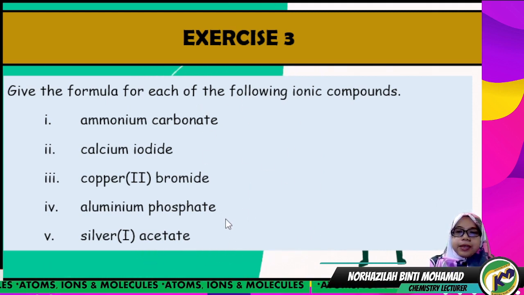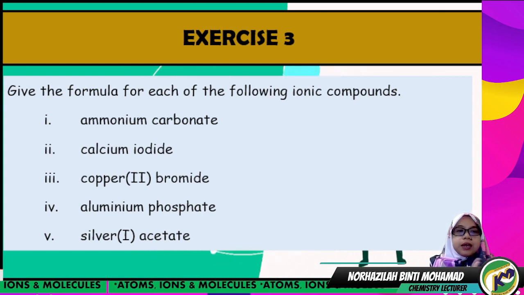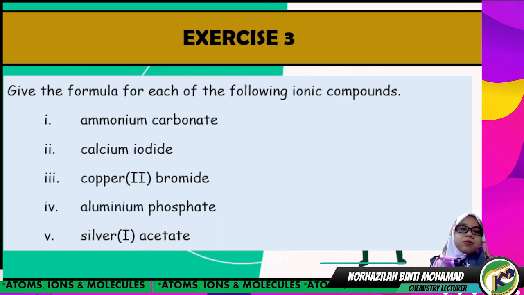Okay, so I think that's all for my video just now. I hope that my explanation is able to help you understand how to give IUPAC names to salts.